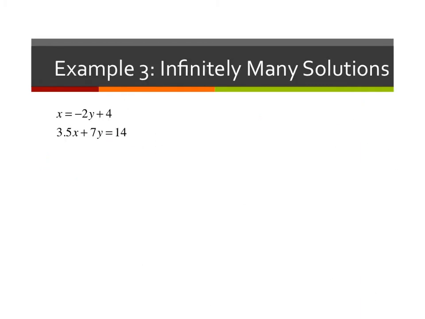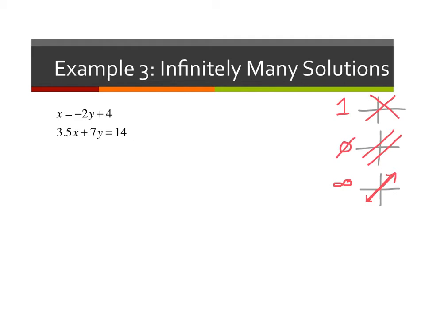Let's look at what happens when you have infinitely many solutions. So recall just for a second here, you have 3 possibilities when you have 2 lines on a coordinate plane. You have 2 lines that cross, that's one solution. You have 2 lines that are parallel, that's no solution. And then you have 2 lines that it turns out are actually the same line twice, and that's infinitely many solutions. And that's what we're going to have with this example.